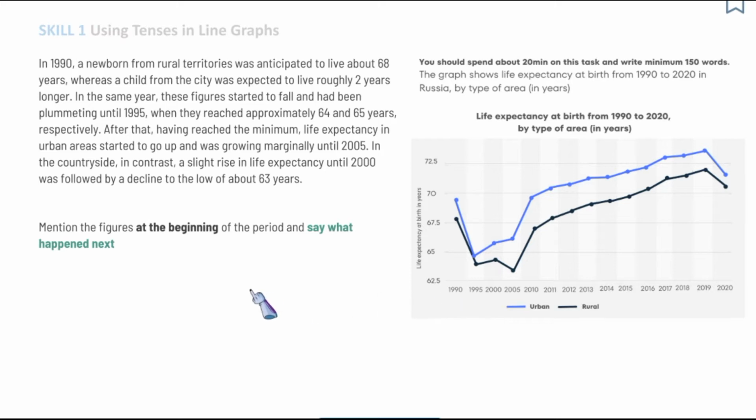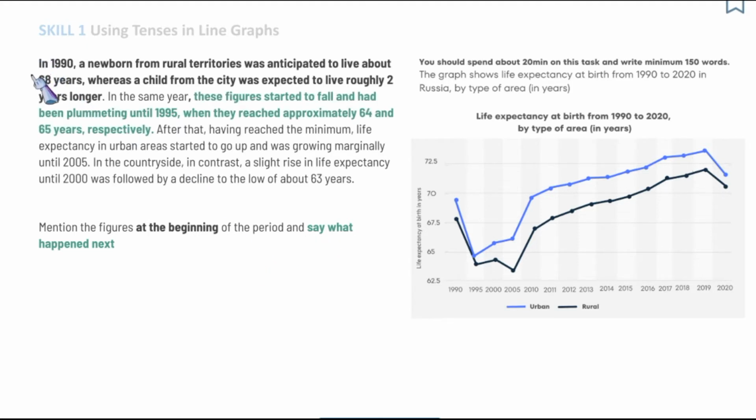And obviously it's a good idea to say what happened next. Here in the first sentence, I do exactly this. So I mention the initial figures. In the next sentence, I continue and I say what was going on afterwards.